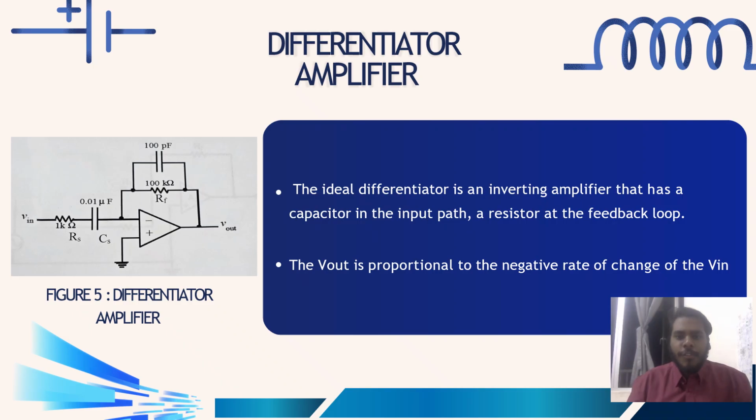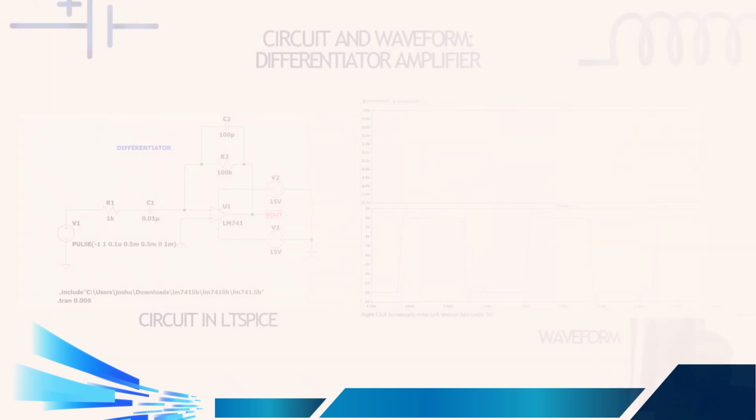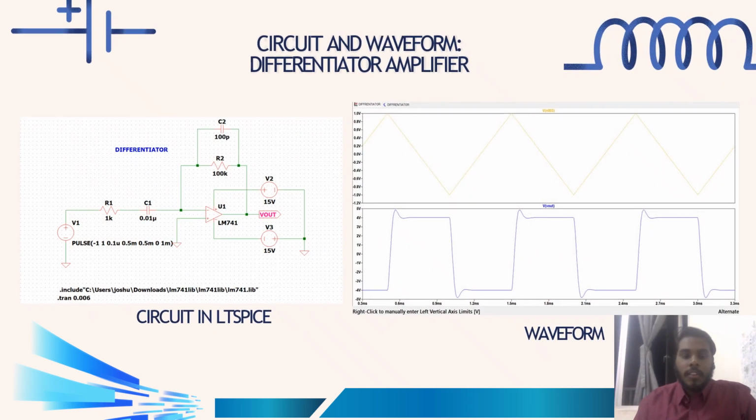The fourth one is the differentiator amplifier. The ideal differentiator amplifier is an inverting amplifier that has a capacitor in the input part and a resistor in the feedback loop. The Vout is proportional to the negative rate of change of the Vin. This is the example of the circuit in LTspice we had drawn, and this is the waveform which we will be getting in the simulation. Now let us go for the simulation and the demonstration of the circuit.